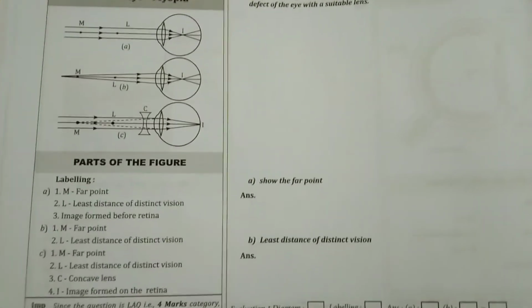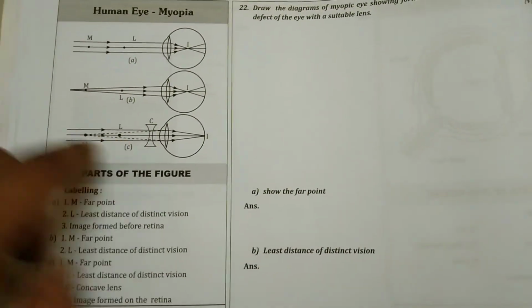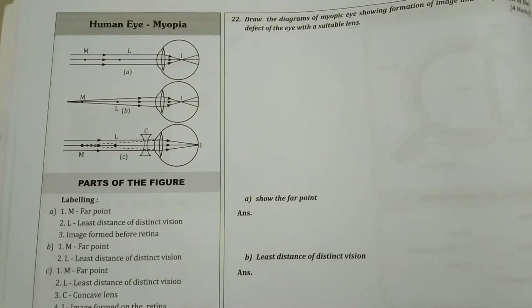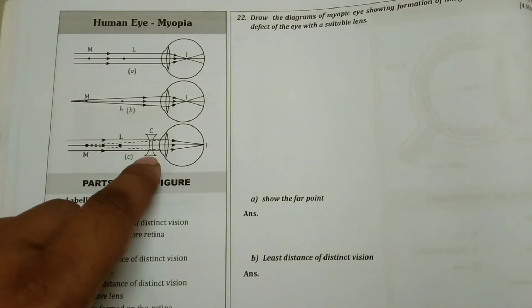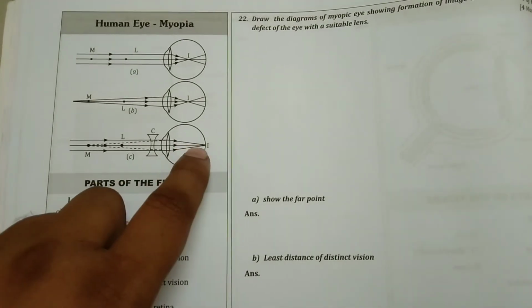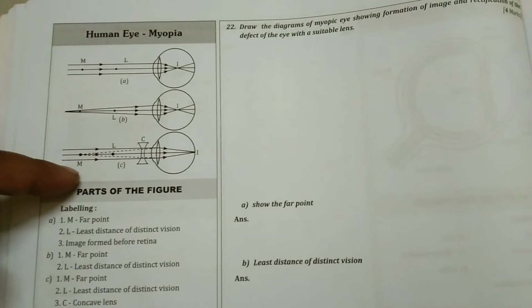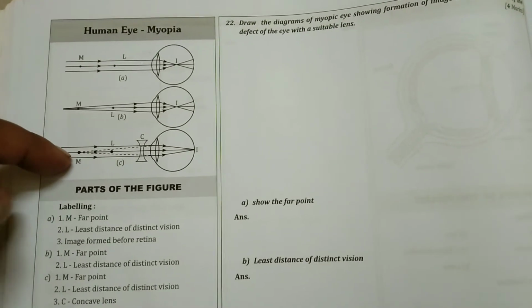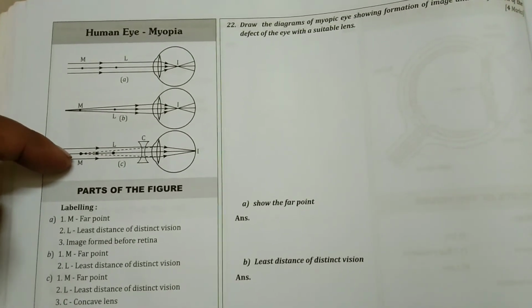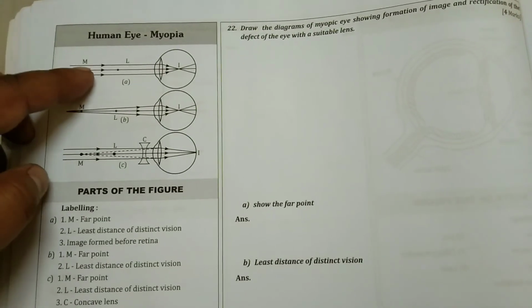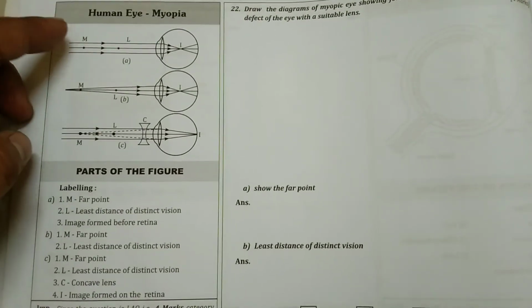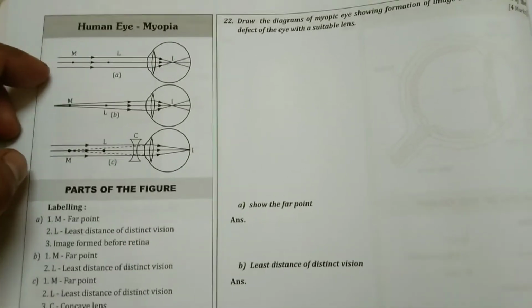Now third one is correction of myopia. So we are using concave lens. Because of the concave lens, they are going to form image on the retina. So this first diagram and third diagram are very important children. Okay. So first diagram is showing far point, right? The next question is draw the diagram showing the correction of defect of vision hypermetropia.